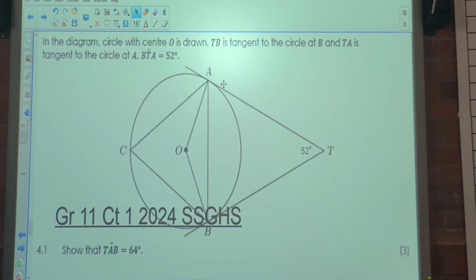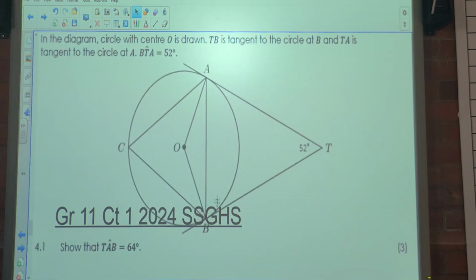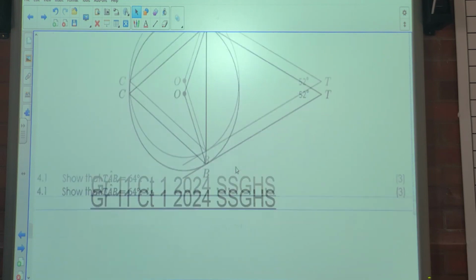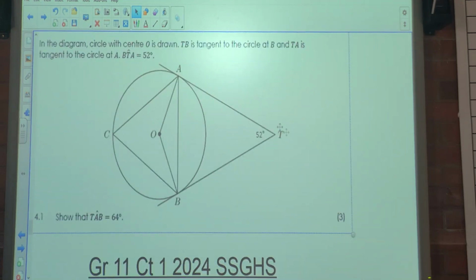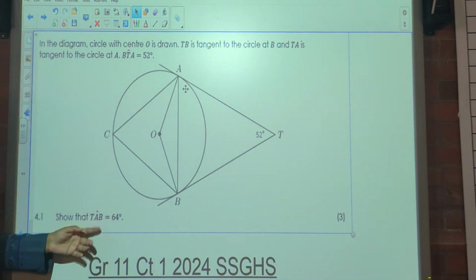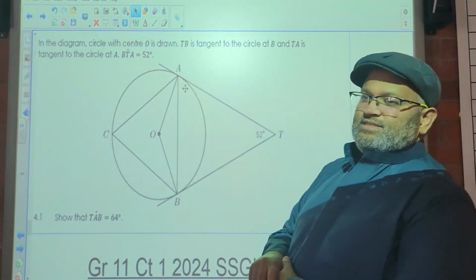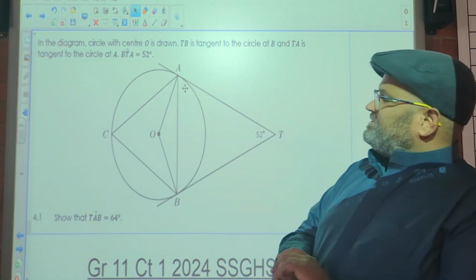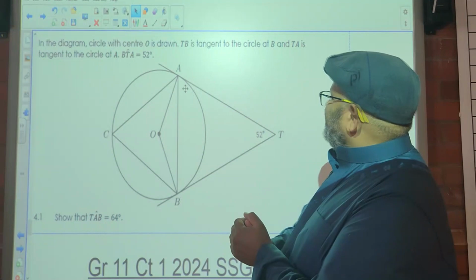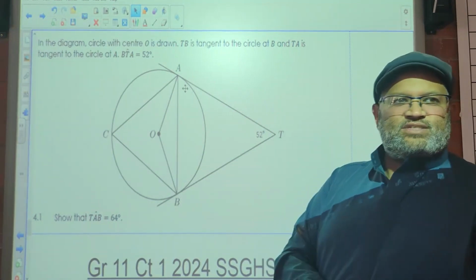Question 4. In the diagram, the circle with center O is drawn. TB is a tangent to the circle at B, and TA is a tangent to the circle at A. We are told that angle BTA is 52 degrees. We must show that TAB, which is this angle here, is 64 degrees. Can I use 64? No, I can't use 64. I must end up with 64.